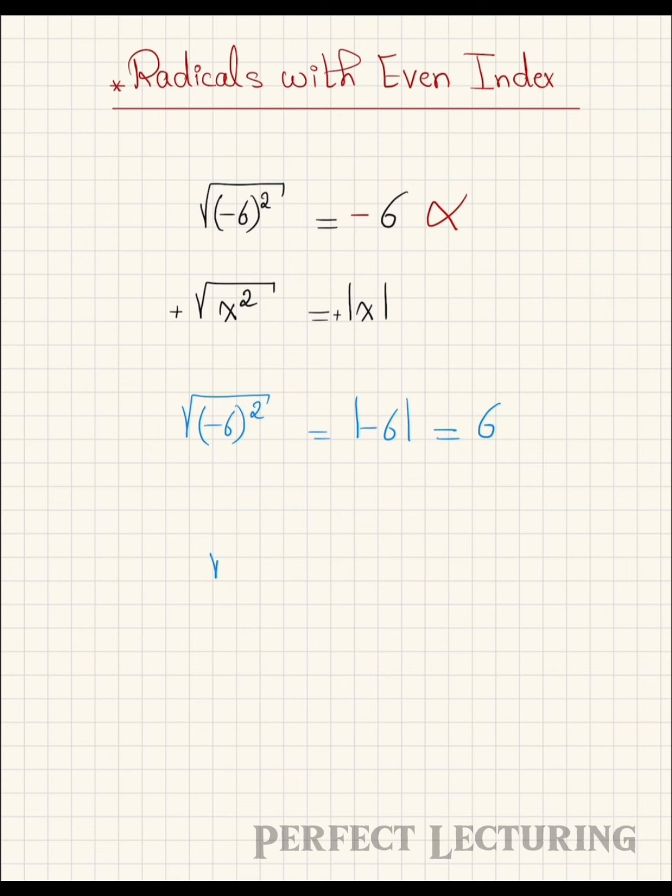In general, the nth root of a to the power of n, where n is even, is always equal to the absolute value of a.